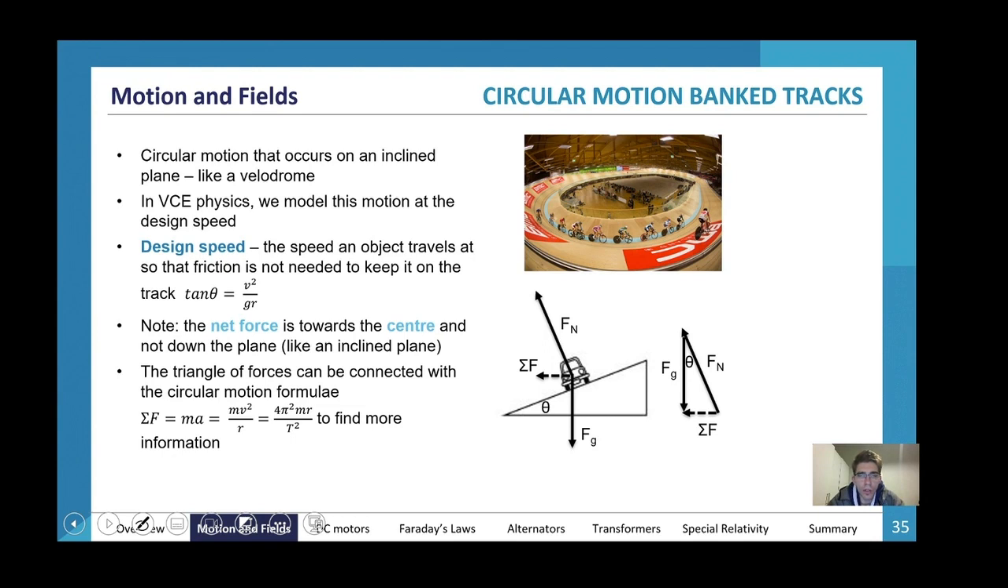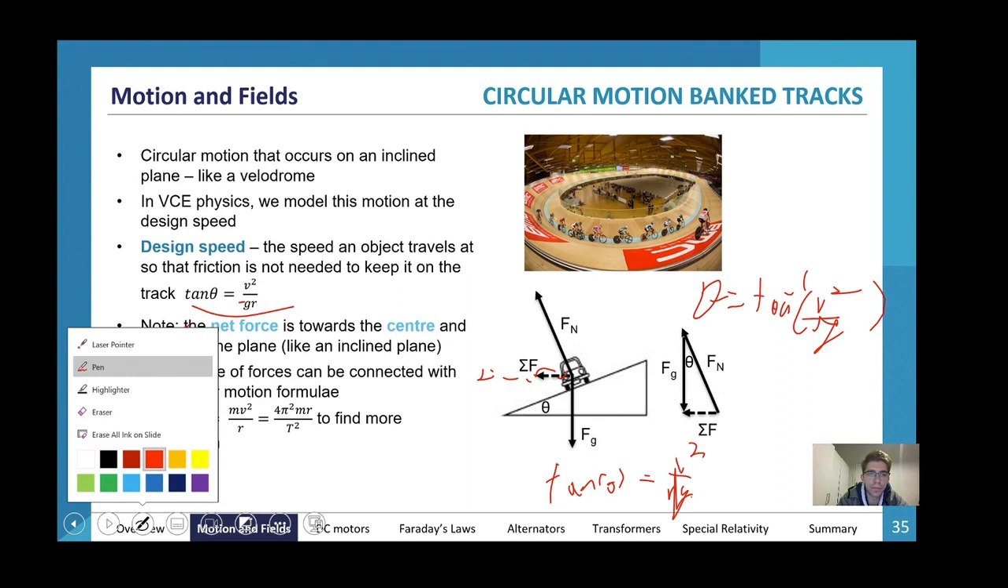The most important thing here is to remember to draw the net force acting towards the center. Also, remember the design speed. To find the design speed, you have to use this equation, or the design angle: tan theta is equal to v squared on rg. You can rearrange to find the design speed, or you can say theta is equal to inverse tan of v squared on rg, and then you will find the design speed.